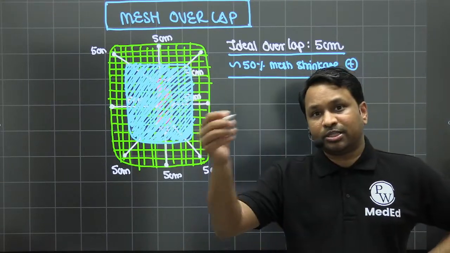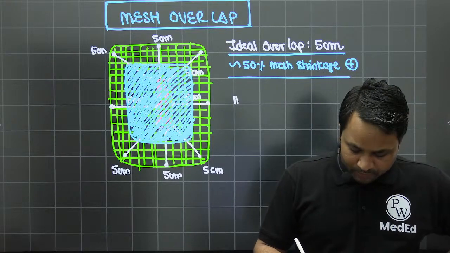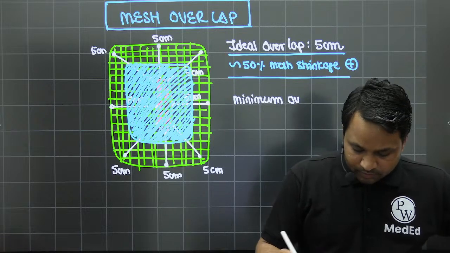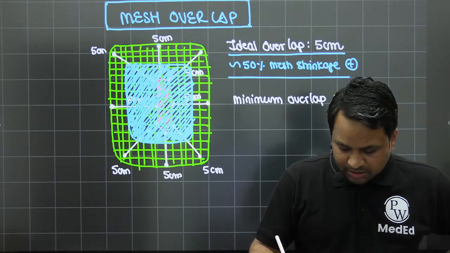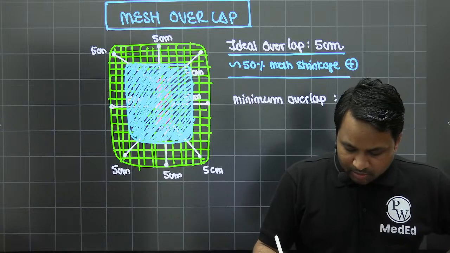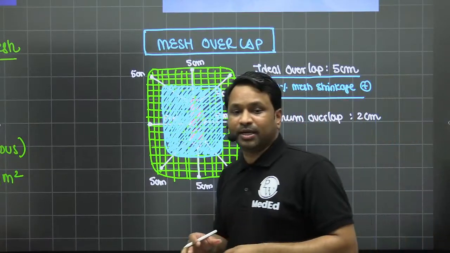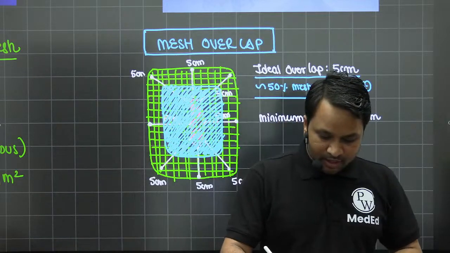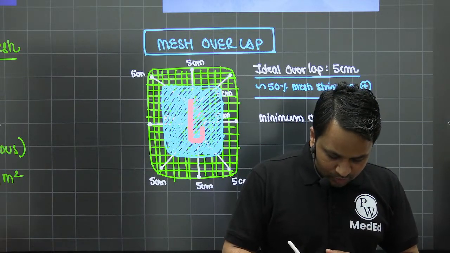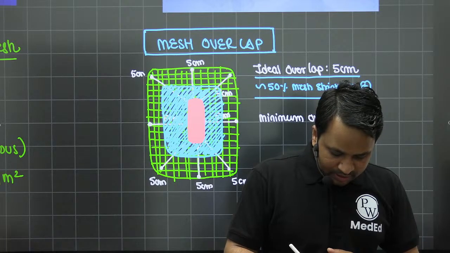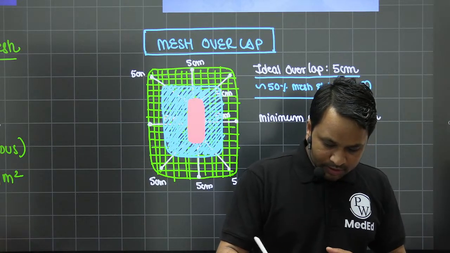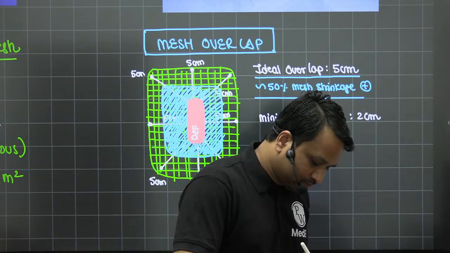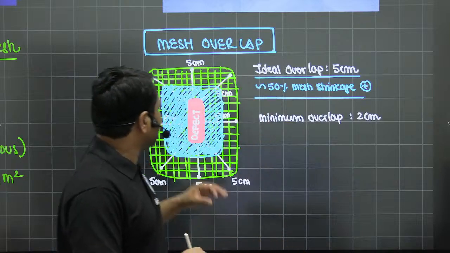If you're not able to achieve that, what is the minimum overlap? Remember the minimum overlap that you should have, otherwise the repair does not stand. It is 2 centimeters. A minimum overlap of 2 centimeters should be maintained so that even if it shrinks, a 1 centimeter margin is still left on the defect. So all that we are doing is covering this area of defect, right? This is the defect that you're covering with this mesh.